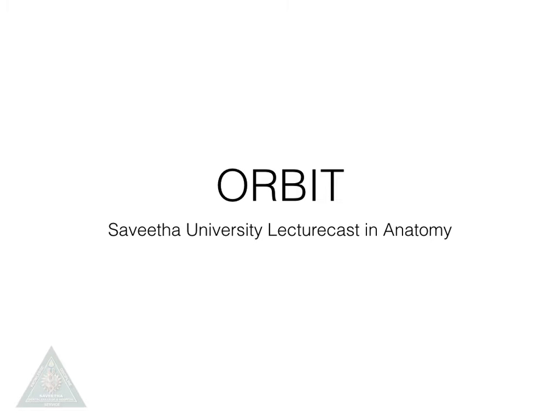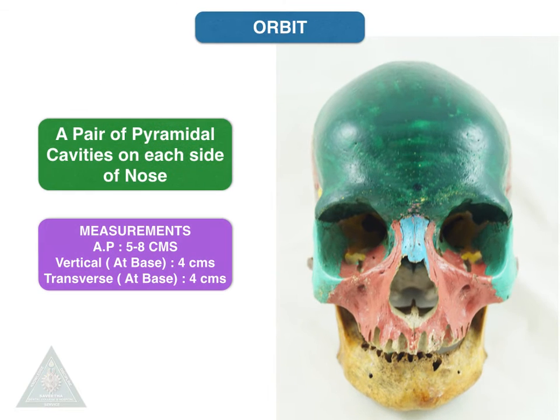We are going to learn about the orbit. It's a pair of pyramidal cavities on each side of the nose. It contains the eyeballs, the muscles, vessels, and nerves related to the eyeballs, the lacrimal apparatus, and fat. It measures around 5 to 8 centimeters in depth. In the base, it measures around 4 centimeters both vertically and transversely.